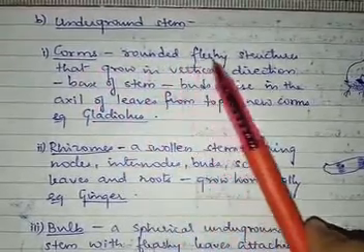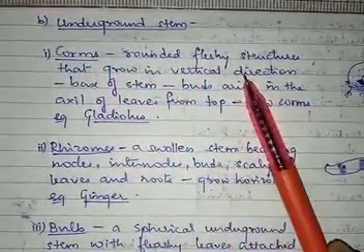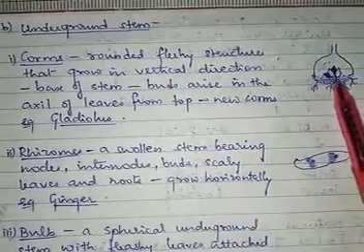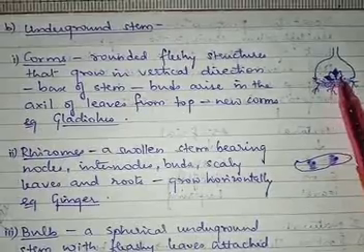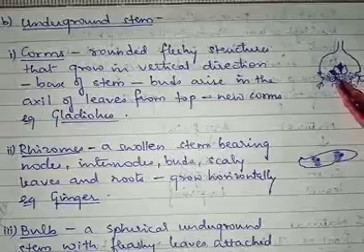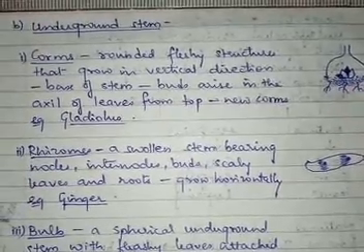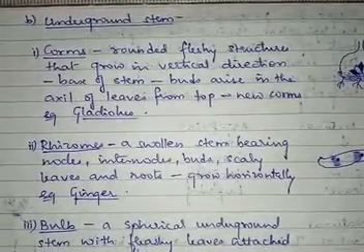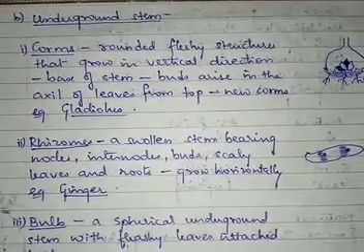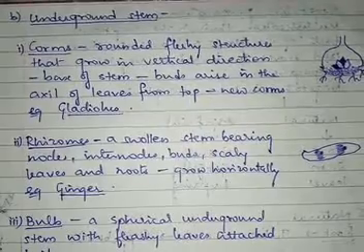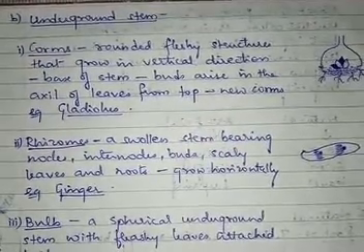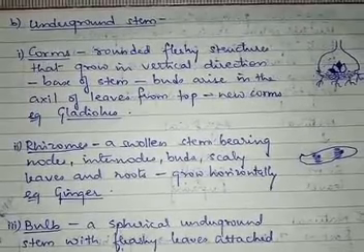Corms are rounded fleshy structures that grow in the vertical direction. Here you can see the corms present, and they are growing in the vertical direction, right? Now what happens is the corms are in a cluster. Cluster means they are in a group and they are present around the swollen base of the stem.